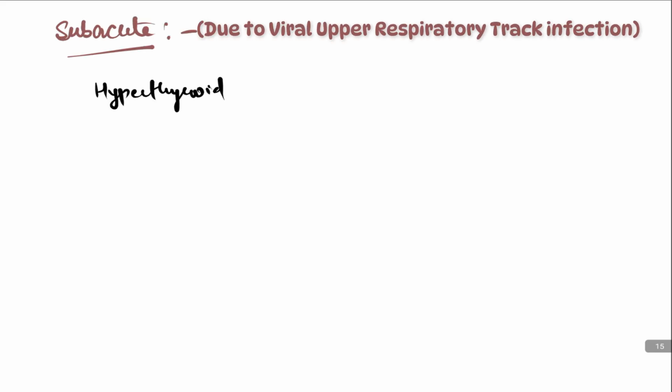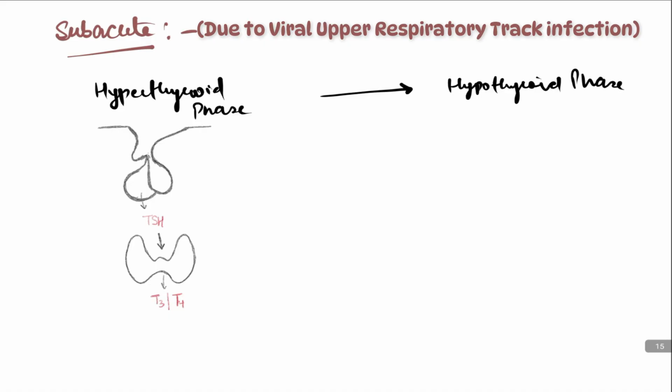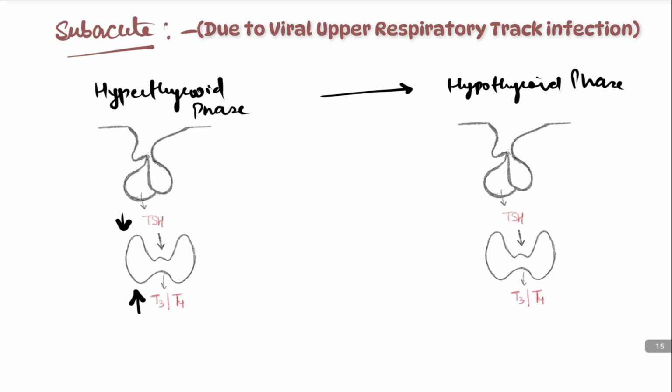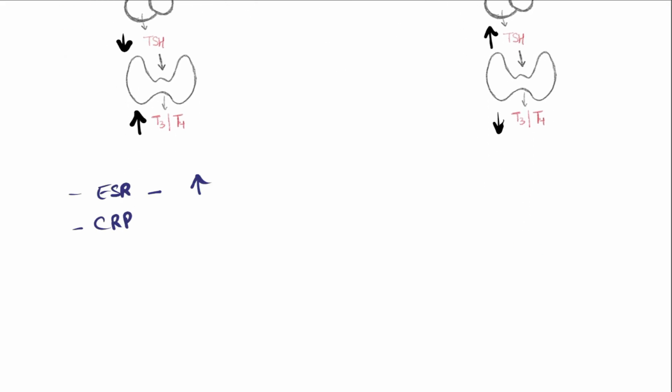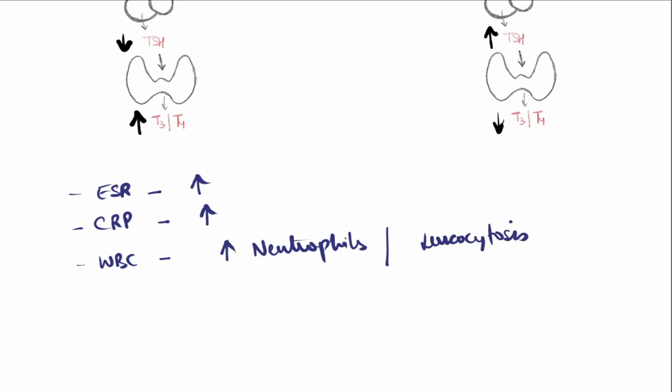In case of painful subacute thyroiditis, the initial hyperthyroid phase is later followed by a hypothyroid phase. In the hyperthyroid phase, there are elevated levels of free T3 and T4 and the TSH level is low, whereas in the hypothyroid phase, the T3 and T4 levels are on the lower side and TSH is elevated. ESR is markedly elevated, CRP is also elevated, and WBC is often elevated and shows raised neutrophils or may have leukocytosis. Also, thyroid antibodies are usually absent.